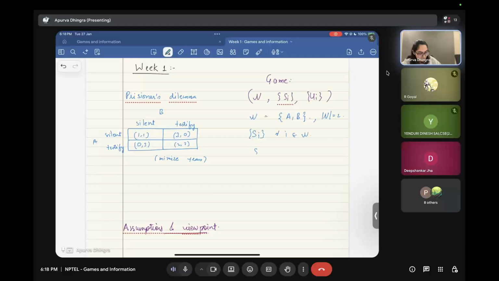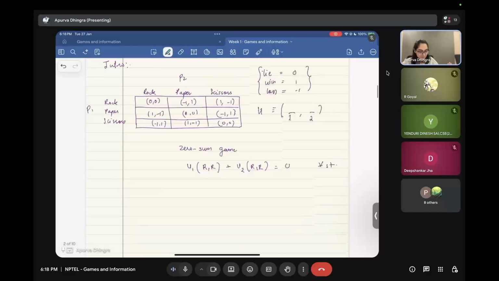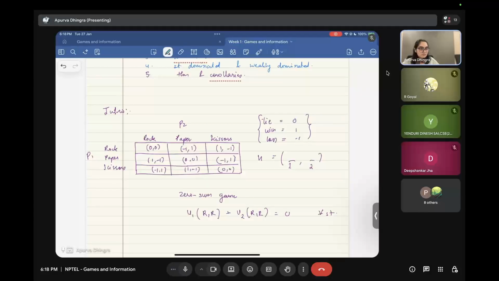So this consists of silent or testify. And this is for both of them. It's the same strategies. If we go back to the previous example of rock, paper, scissors, they also have 3 actions, and the actions available to both of them are the same.